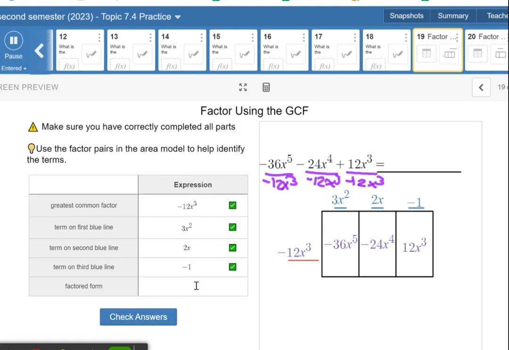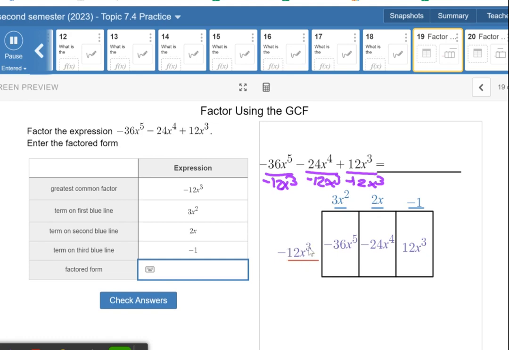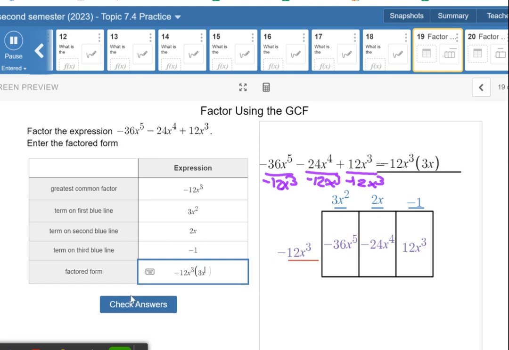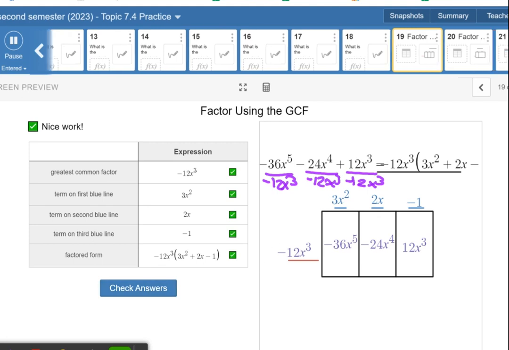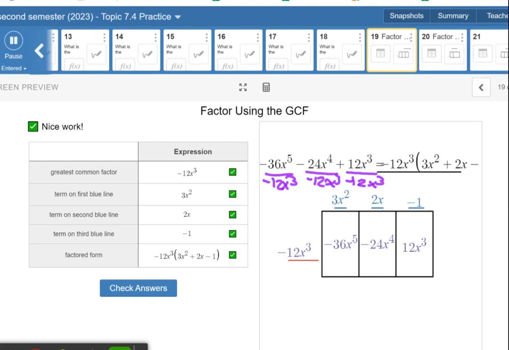So please be mindful. So our GCF is what is written on the left side of our box or area model. And then the terms that are on top, that's going to be our answer altogether. Now slide 20 and 21 are very similar. On slide 22, you will need to upload your work.